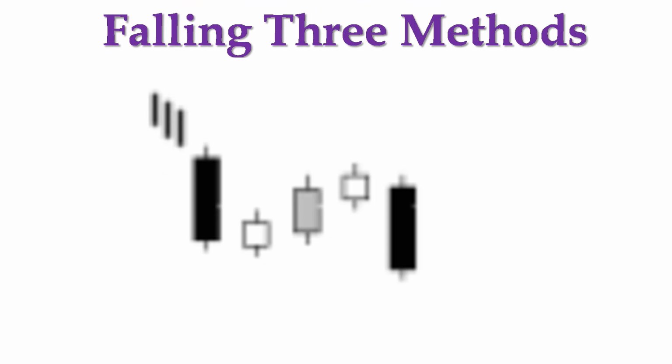Next candlestick pattern, falling 3 methods. A bearish continuation pattern. A long black body is followed by 3 small body days, each fully contained within the range of the high and low of the first day. The 5th day closes at a new low.